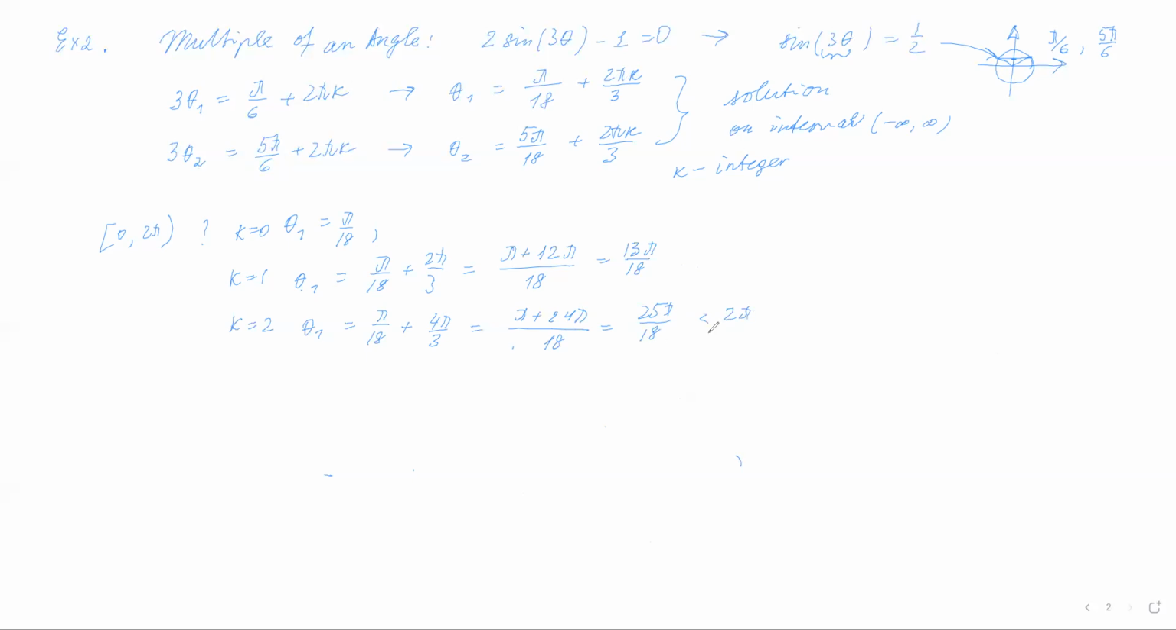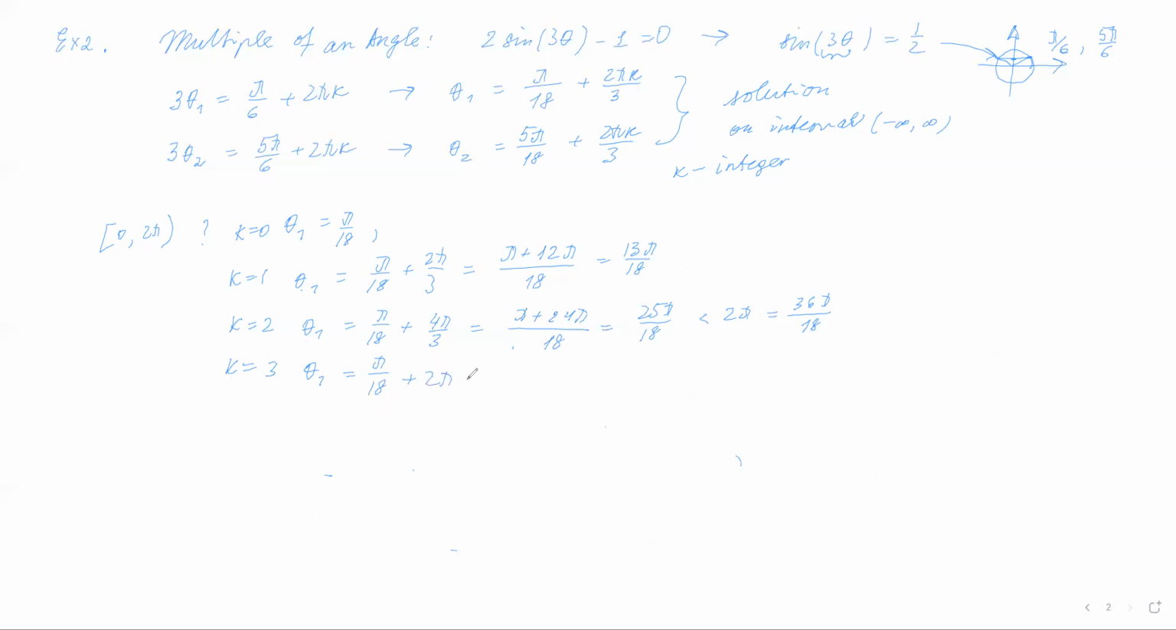Why? Because if you multiply 2 pi by 18, bringing it to a common denominator, you are going to have 36 pi over 18, right? 2 pi is actually 36 pi over 18, which is greater than 25. Now let's try k equals 3. And theta 1 is going to be pi over 18 plus, and if I plug in 3 here, the 3s cancel and I get 2 pi.